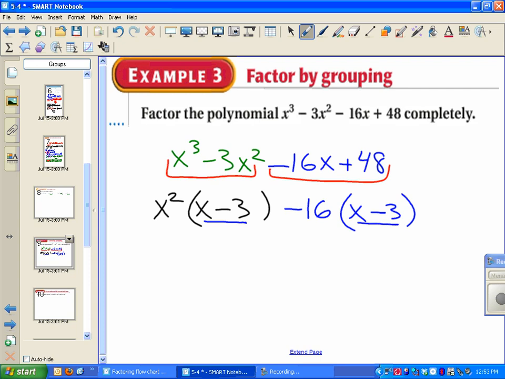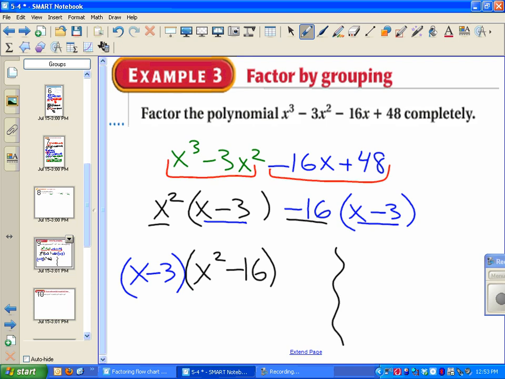Okay. So what I'm going to do is, since I have x minus 3 both places, I'm going to factor that out. So we have x minus 3 now as the GCF, and then I'm going to put these 2 together in the same parenthesis. So x squared minus 16. Okay, if that didn't make any sense, let me explain.